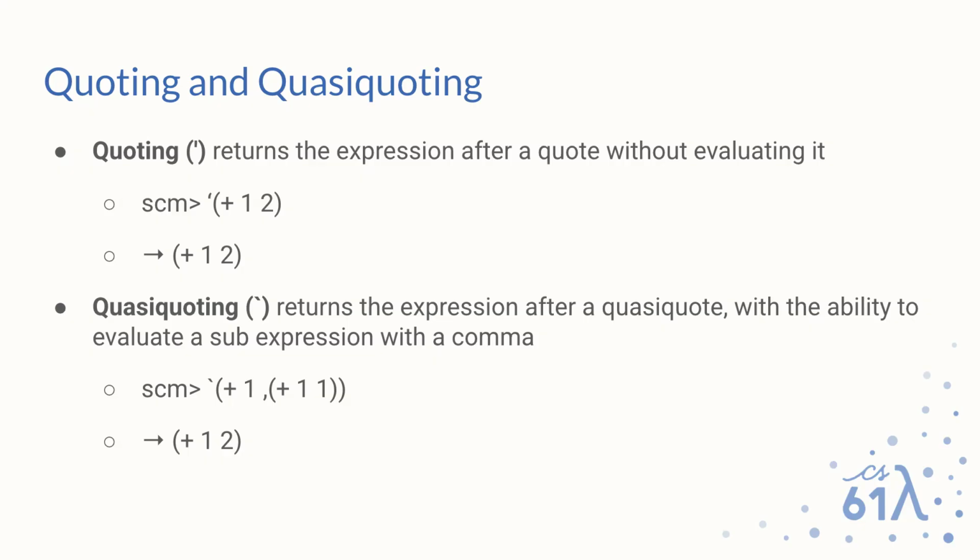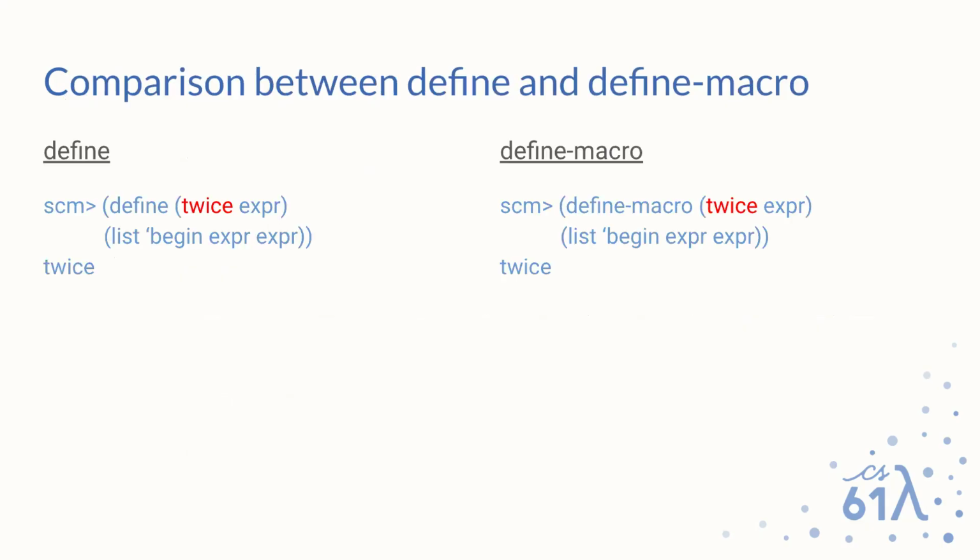Now that we know quasi-quoting and quoting, I can tell you the difference between define and define-macro. Define-macro, unlike the define method, returns an expression that is also a list, because in Scheme, expressions are also lists. But what you want to return from a macro is a list.